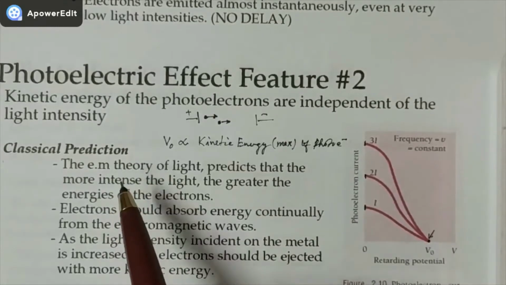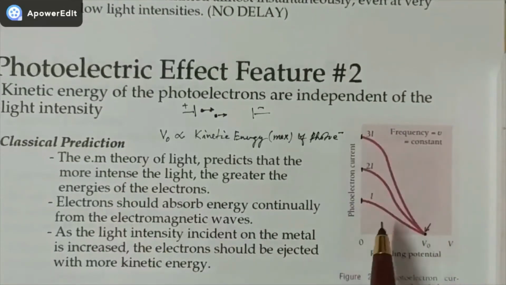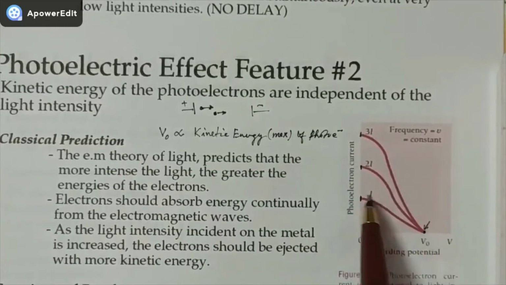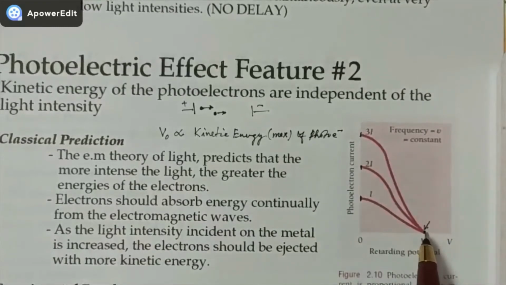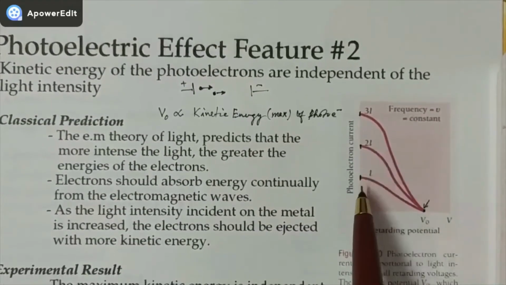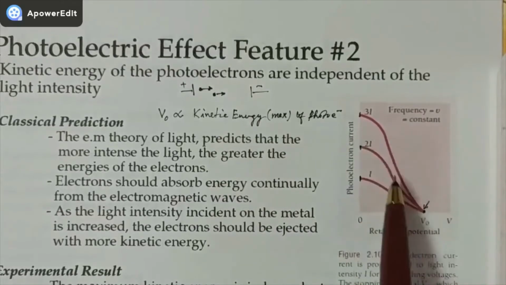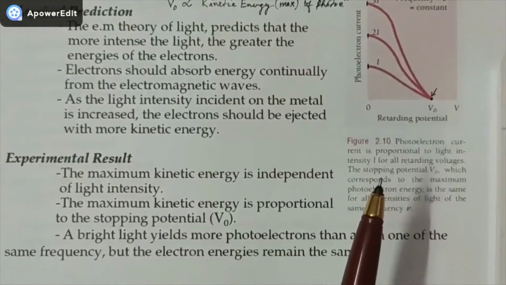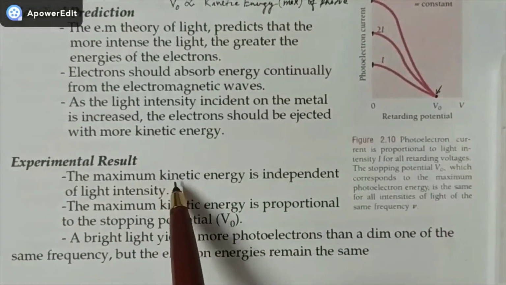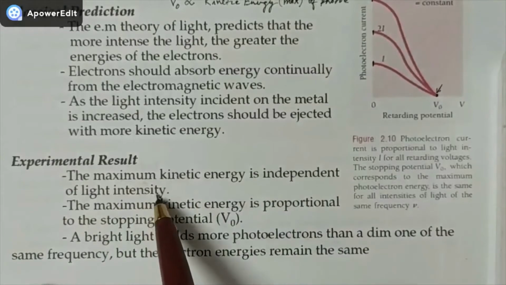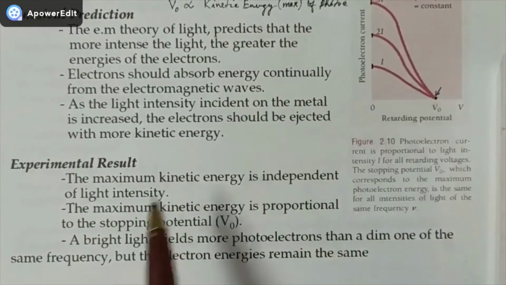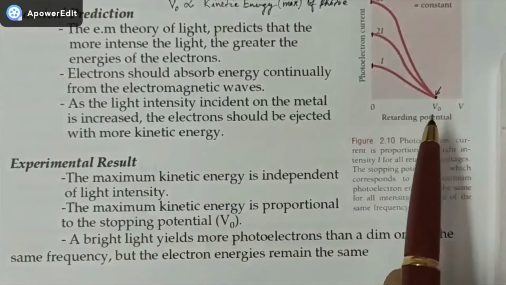This is what we can think classically, but experimentally what we are observing is that increasing the brightness does not increase the kinetic energy. All these electrons have the same kinetic energy. So increasing the brightness increases the number of electrons, but not the kinetic energy of the electrons. Okay. So this is the experimental result we found. The maximum kinetic energy is independent of the light intensity. If I increase the intensity, the kinetic energy is independent. The maximum kinetic energy is proportional to the stopping potential.